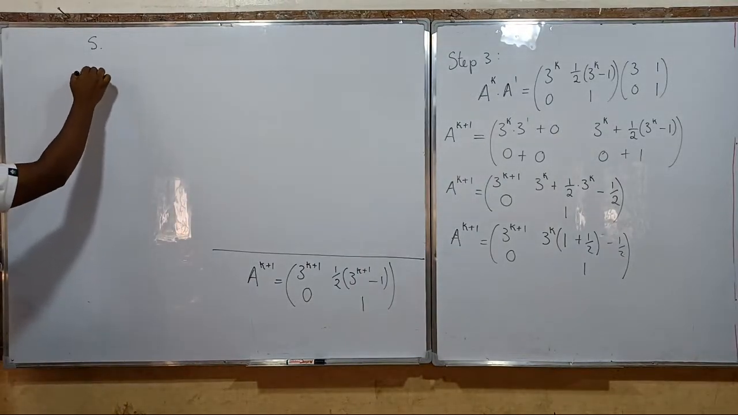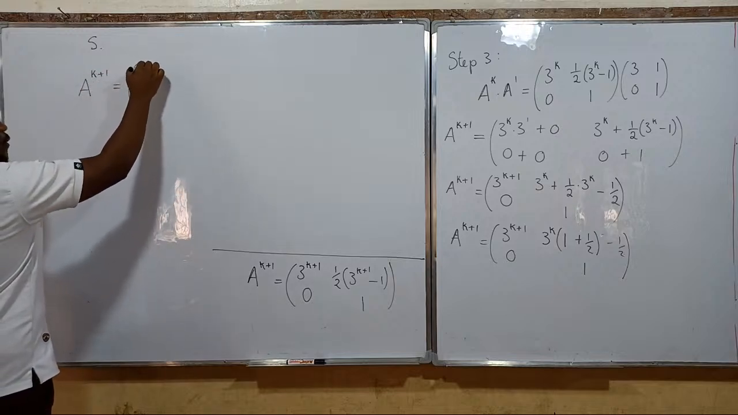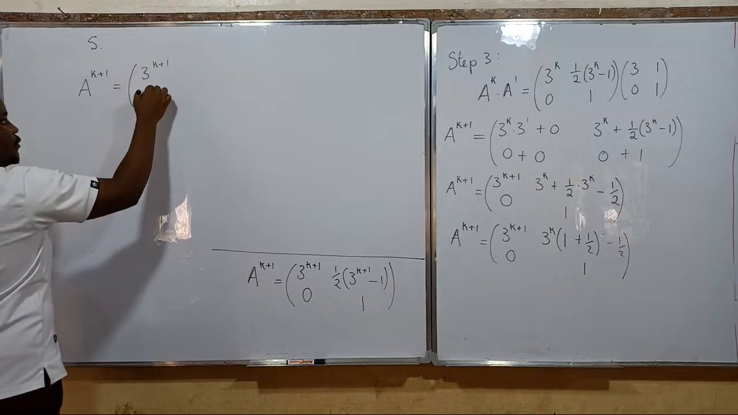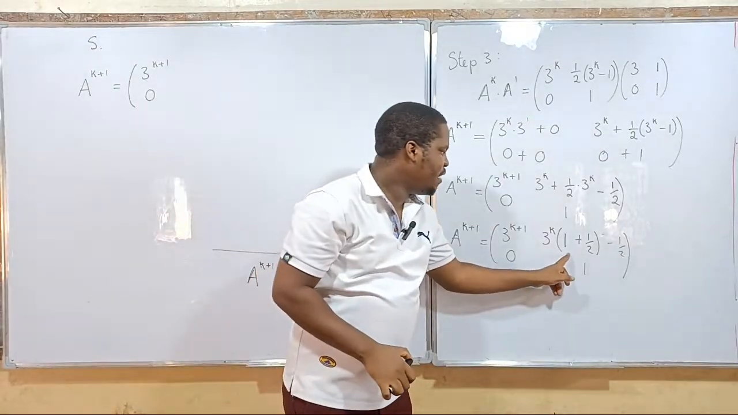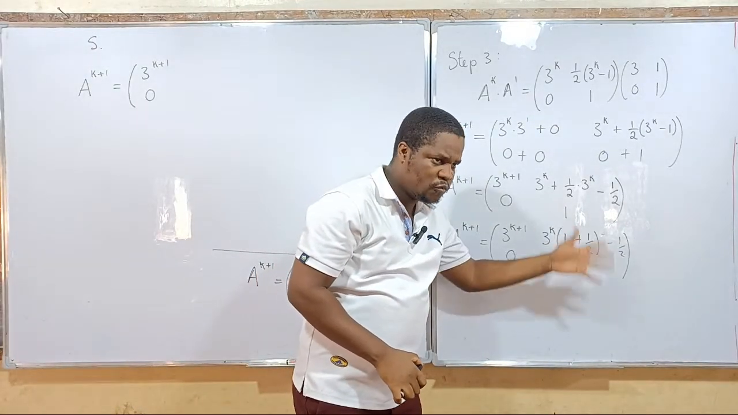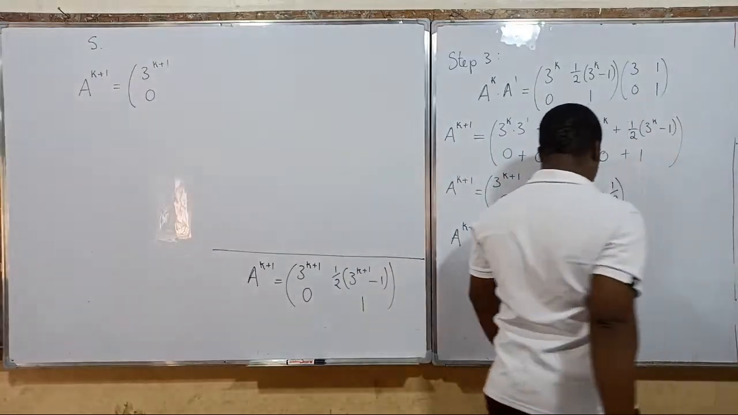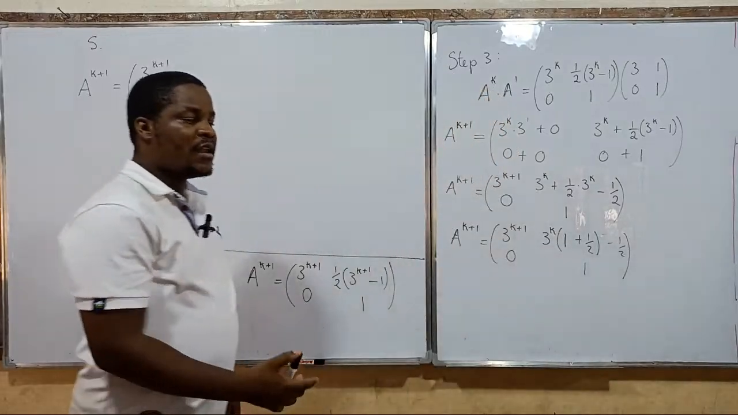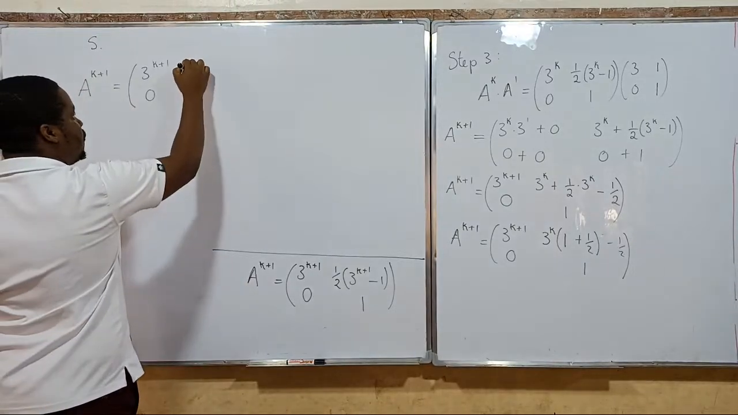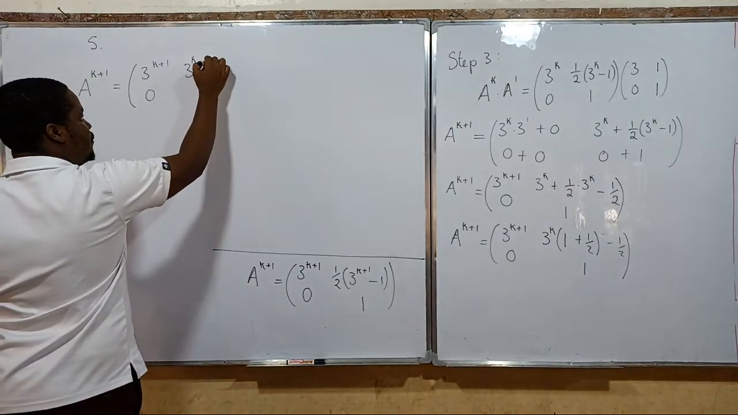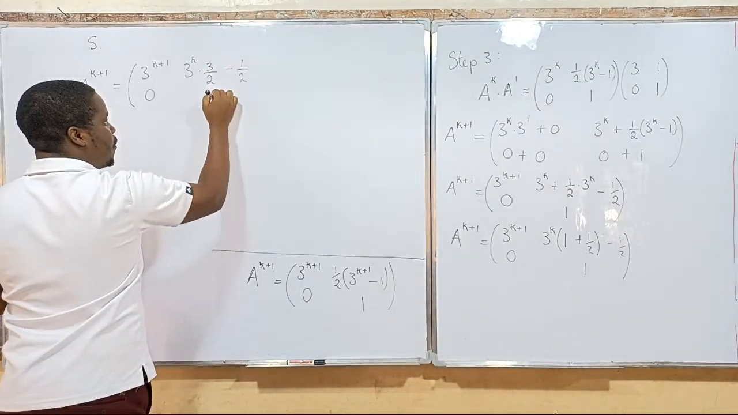So A to the power k plus 1 is equal to, open bracket, 3 to the k plus 1, here we have the 0. So what do we have inside the bracket here? What is 1 plus half? We talked about it. 1 plus half is the same as what? 1 and a half, which can be written as 3 over 2. So inside the bracket there, we'll have 3 to the k times 3 over 2, minus half. Here we have the 1.